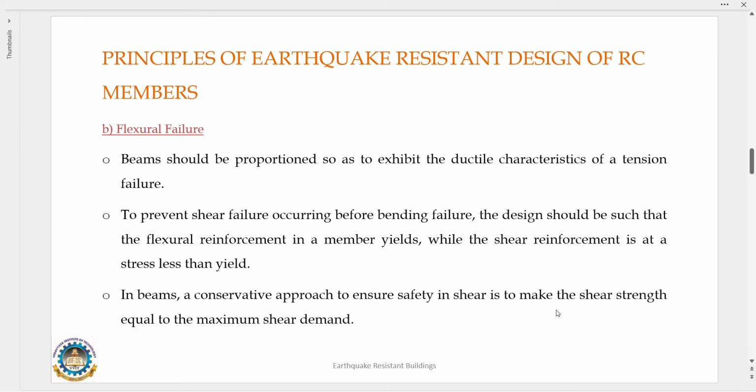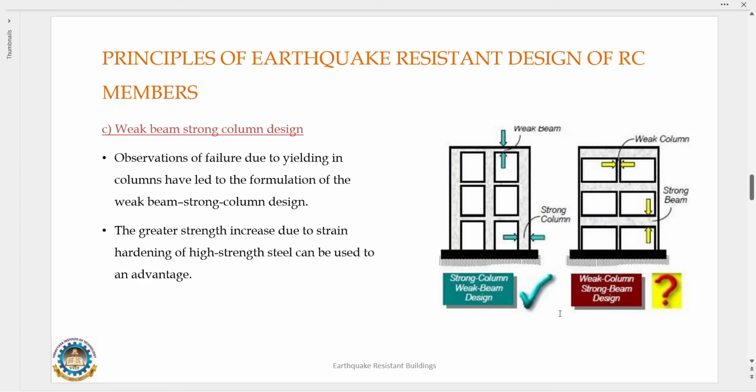Now, for the second principle, in order to prevent shear failure occurring before flexural failure, the design should be such that the flexural reinforcement in the member yields while the shear reinforcement is at a stress which is less than the yield value.